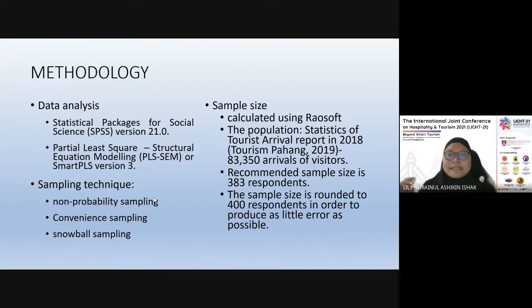As for the sample size, our population is derived from the statistics of the tourist arrival report in 2018, which is 83,350 arrivals of visitors. Using this population, we calculated the sample size using Raosoft, whereby the population size is entered into the software, and the recommended sample size is 383 respondents. But in this research, the sample size is rounded to 400 respondents in order to produce as little error as possible.